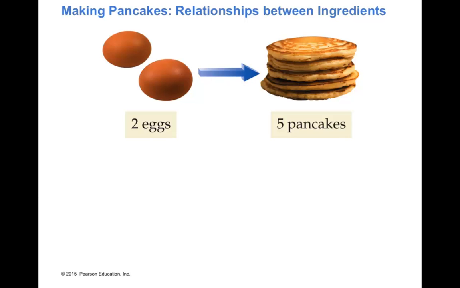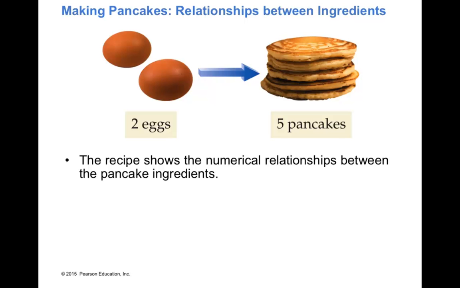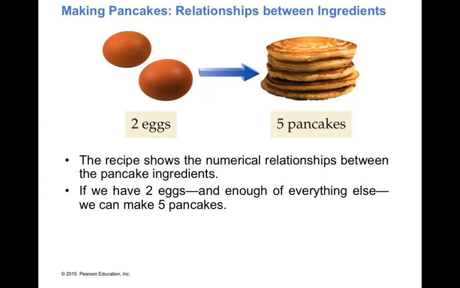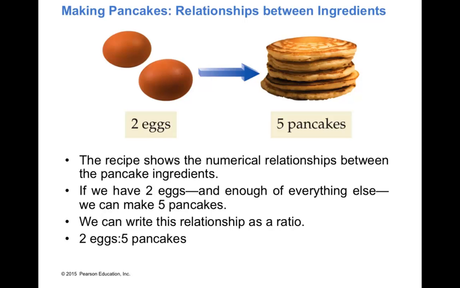So if we have 2 eggs, we know that the recipe tells us that 2 eggs will produce 5 pancakes. The recipe shows the numerical relationship between the pancake ingredients. If we have 2 eggs and enough of everything else, we can make 5 pancakes. So we can rewrite this relationship as a ratio, and we can say that 2 eggs is equal to 5 pancakes. 2 eggs will produce 5 pancakes.